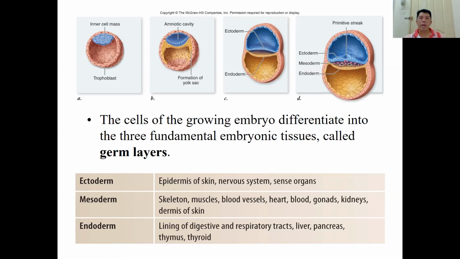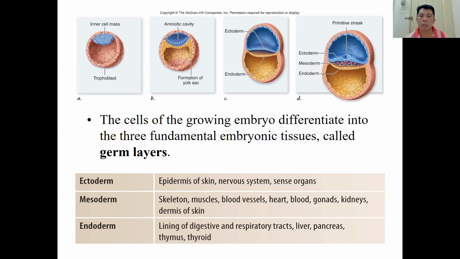The cells of the growing embryo differentiate into three fundamental embryonic tissues called the germ layers. As you know, after fertilization, a zygote is formed. A zygote is a diploid cell. Then this zygote will undergo mitosis, or cleavage, to form an embryo. After that, the cells in the embryo will differentiate into germ layers.